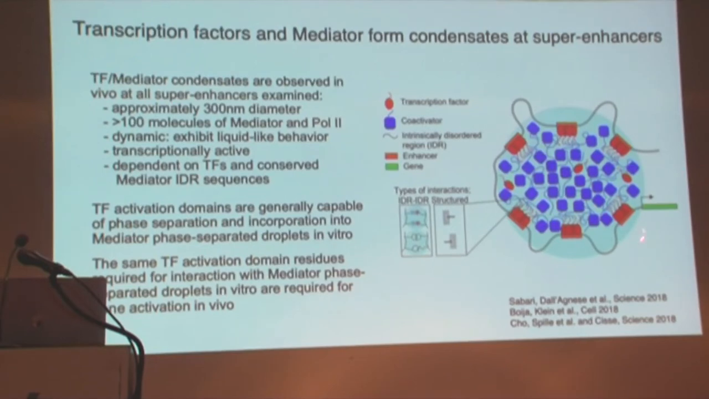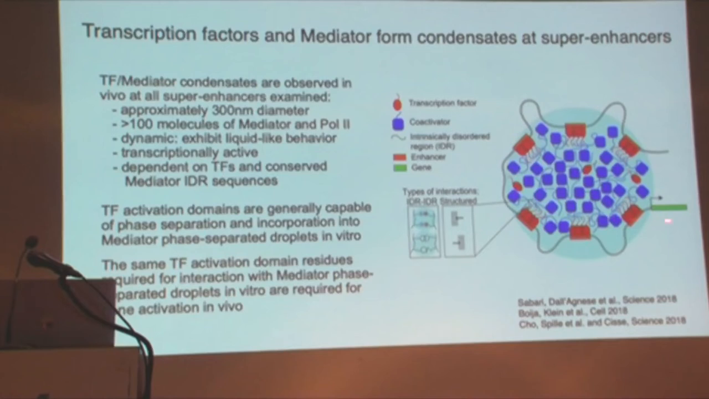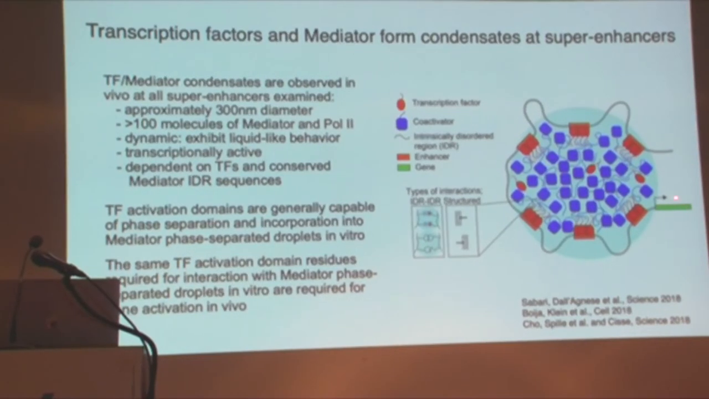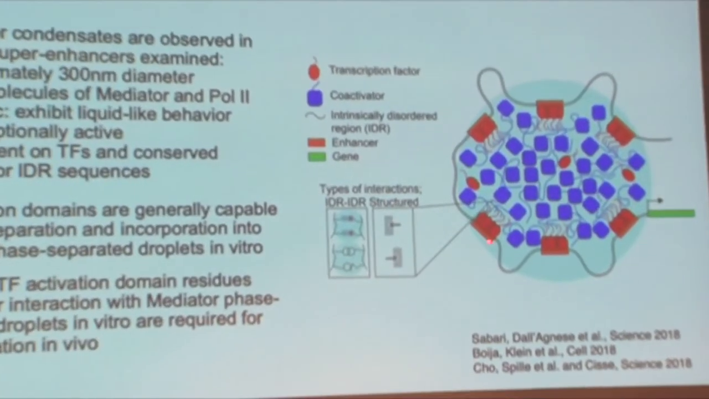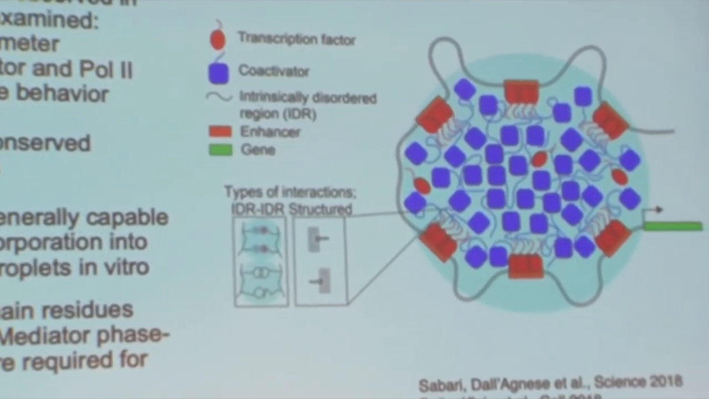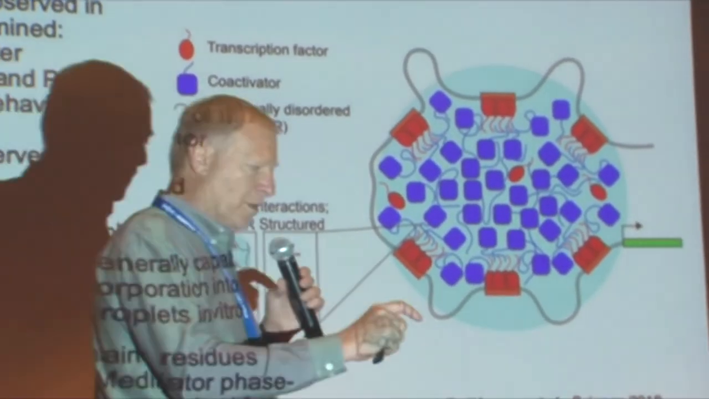And as you'll hear, the RNA polymerase now loaded into these condensates has the opportunity to transcribe almost back-to-back molecules down the transcription unit. And what we found was that the DNA binding transcription factors, the activation domains of those factors, were generally capable, when we moved them in vitro, of forming phase-separated condensates that would fuse with the coactivator proteins that we've been studying.